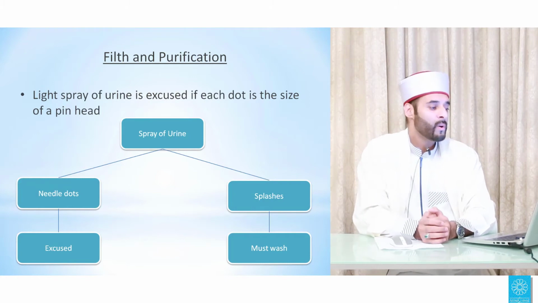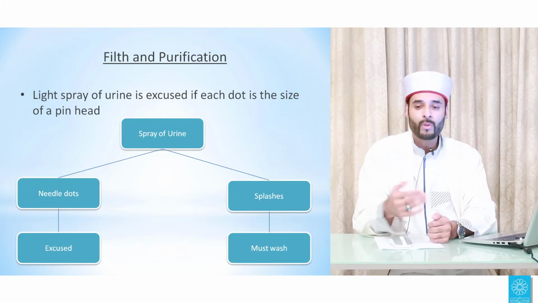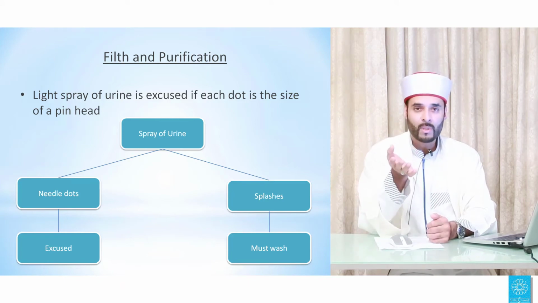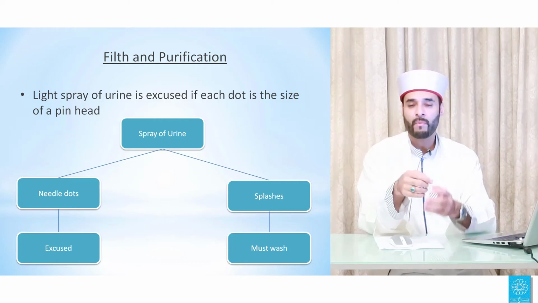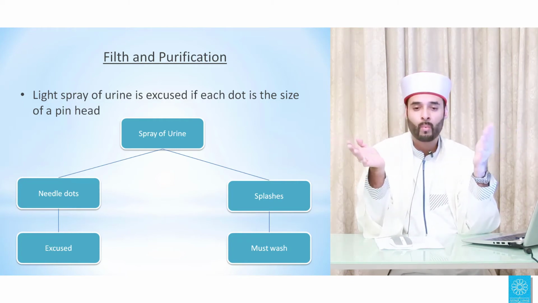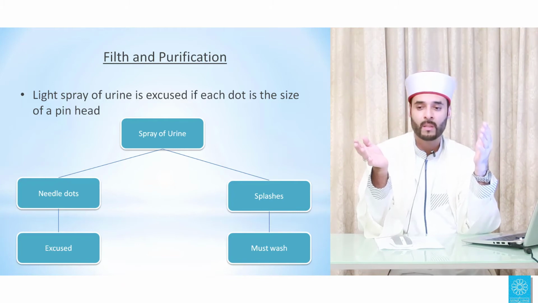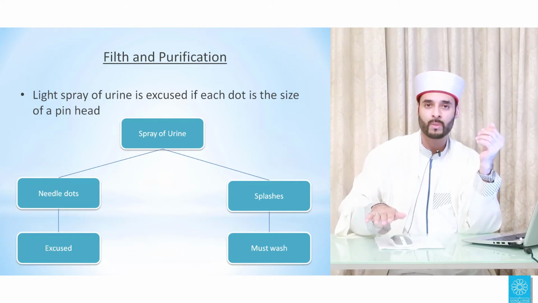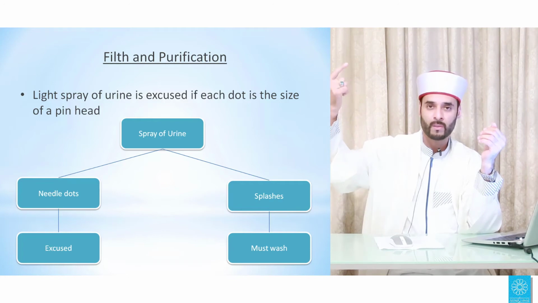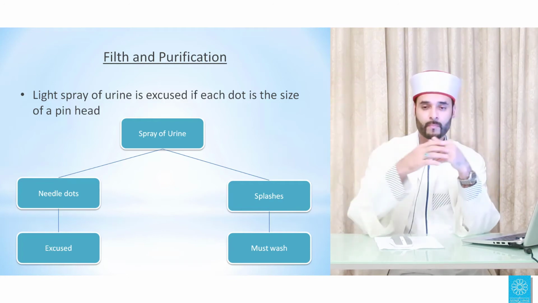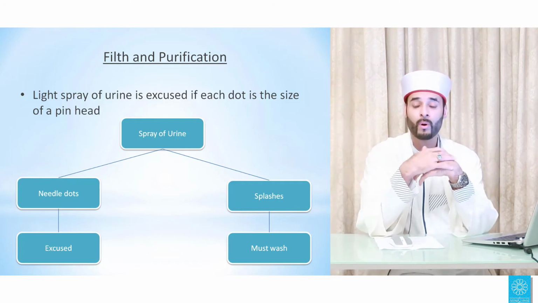Okay, the light spray of urine is excused if each dot is the size of a pinhead. When you urinate, you're bound to get splashback. You're bound to get minute, microscopic, at the very least, dots of urine that fly everywhere. In one study, they said that when you flush the toilet without closing the seat, the water can fly up to 5 or 6 feet into the air. So these are overlooked. There's no way of you avoiding these.